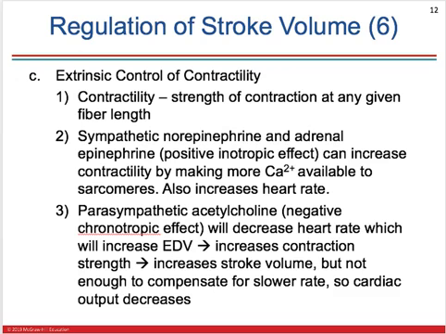Now, there's also extrinsic control of contractility, and again, this is an enhancement that occurs as a consequence of epinephrine or norepinephrine. This is called a positive inotropic effect. So epinephrine and norepinephrine have a positive chronotropic effect, an increase in heart rate, but on top of that, they also cause the muscle fiber to contract more vigorously.